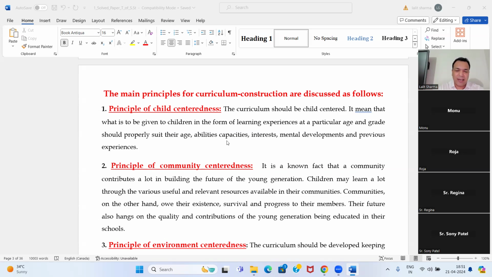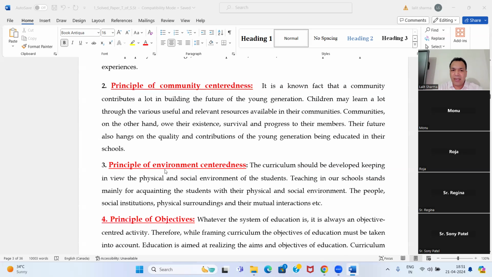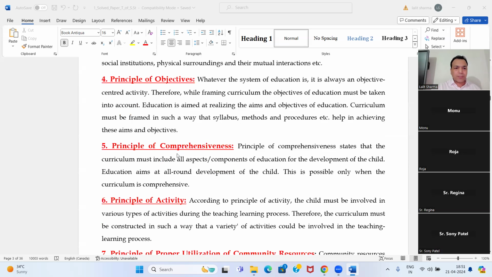So, principle of child centeredness, principle of community centeredness, look, the same points follow ahead. You just change the name of the teaching subject. If it comes in social science, you have to write social science. If it comes in science, then you have to replace social science with science. Only change the keyword. Otherwise, the topic is the same, right?